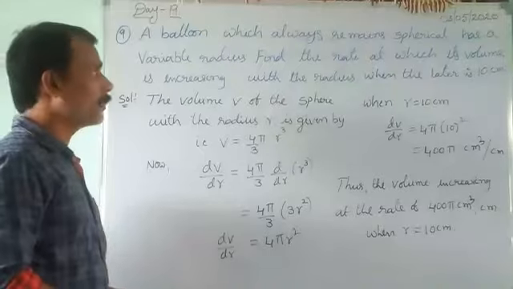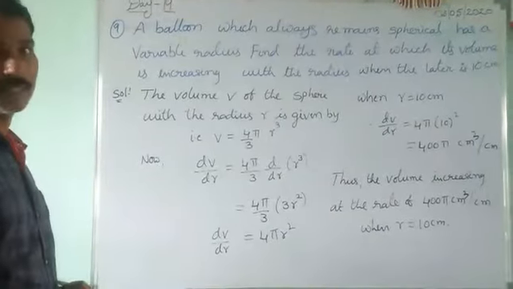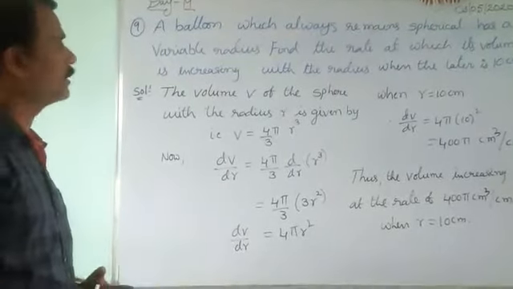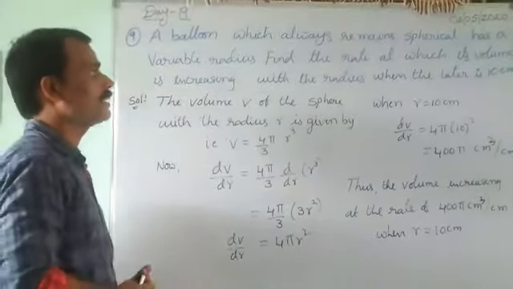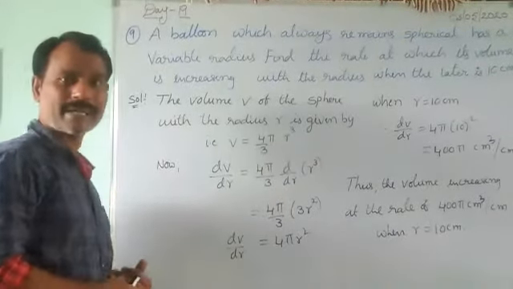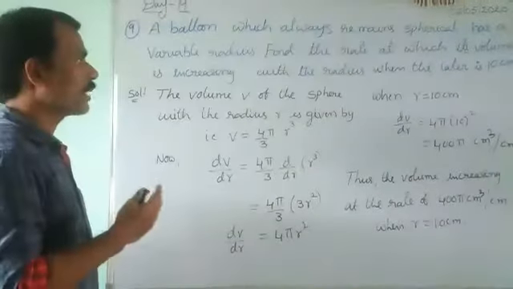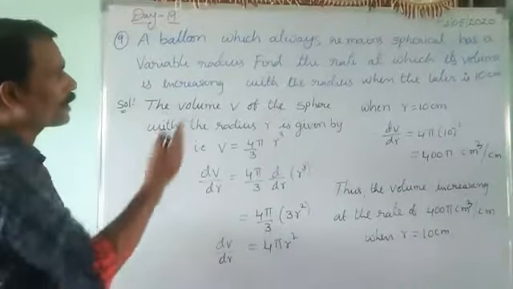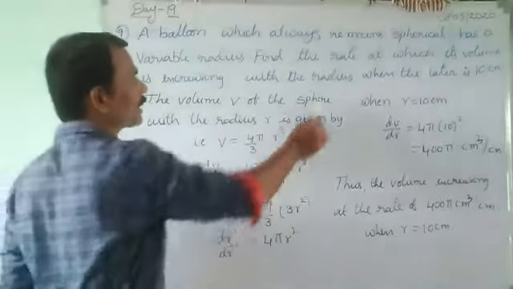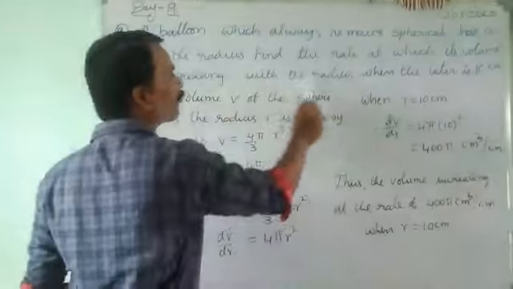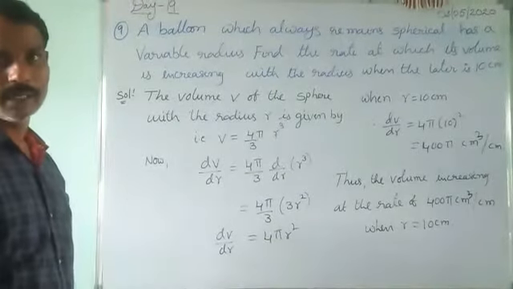Ninth one: a balloon which always remains spherical has a variable radius. That means spherical, variable means radius. Find the rate at which its volume is increasing with the radius when the latter is 10 centimeters. Latter means edge, that means the r value. R value is 10 centimeters. So guys, in this problem, not given any centimeter per square or centimeter cube per second. It is telling the rate at which volume is increasing with the radius, not with time. With the radius means here you should take dV by dr.